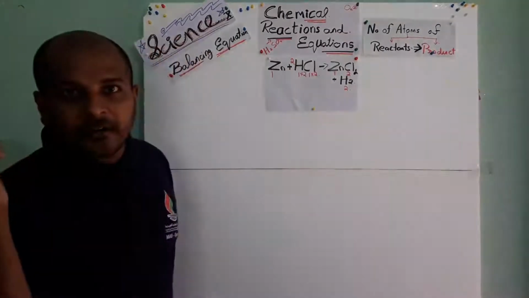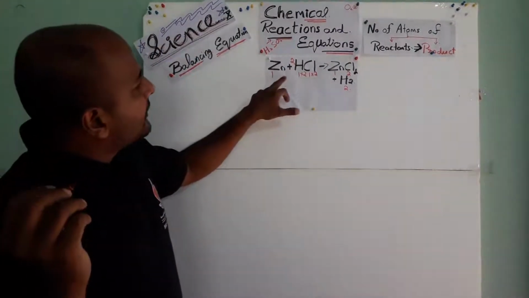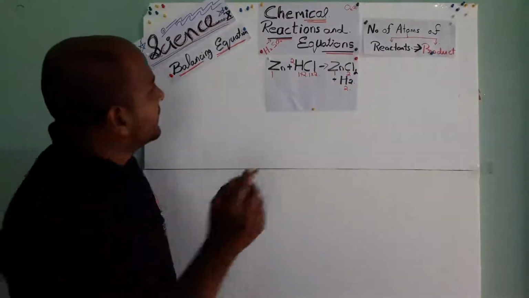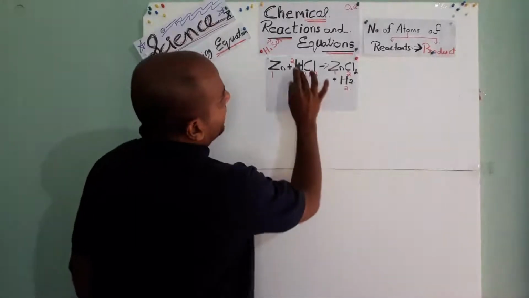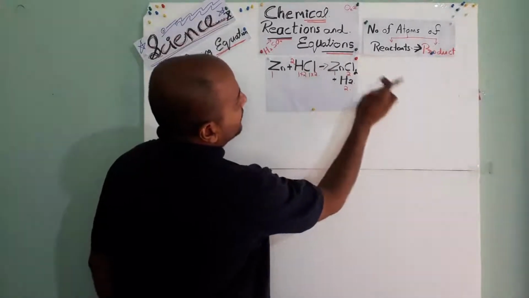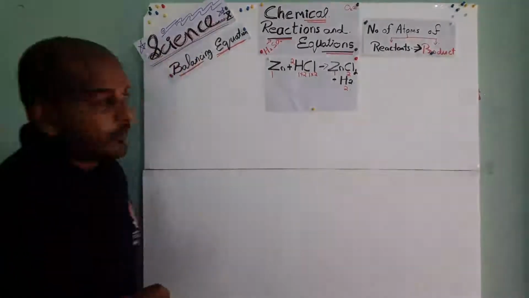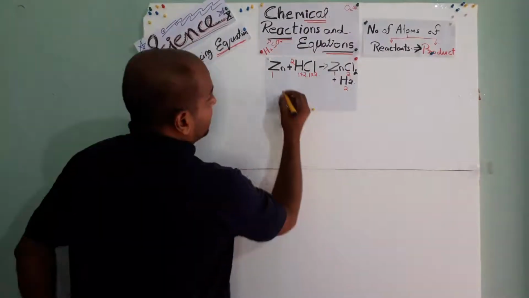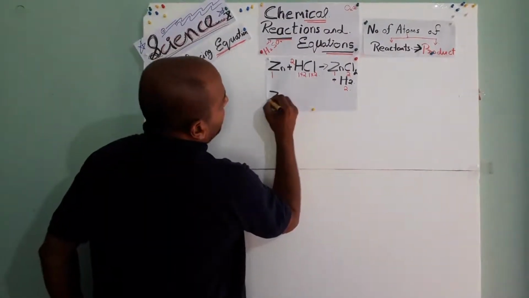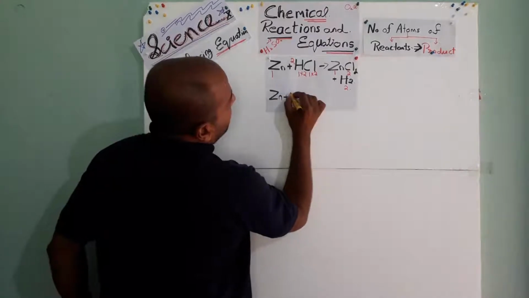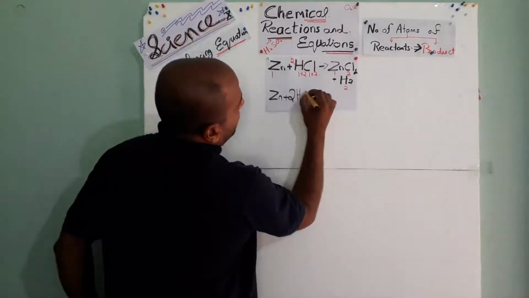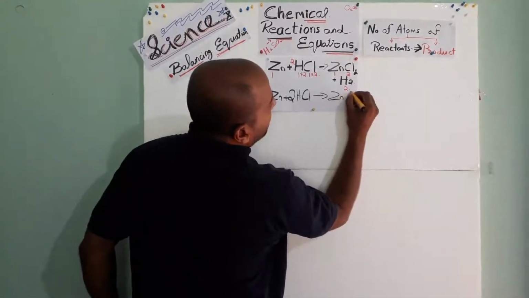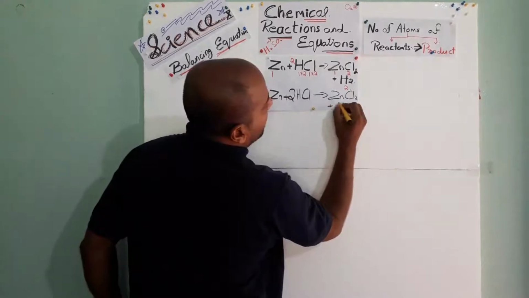Is it correct or not? Zinc plus 2 HCl gives ZnCl2 plus H2. This part is balanced: zinc 1, 1 balanced, hydrogen 2, chlorine 2, that is also balanced, isn't it? So how can we write the equation finally? Let us see whether it is balanced or not. Zinc plus 2HCl, 2HCl will give us what? Zinc chloride plus H2.